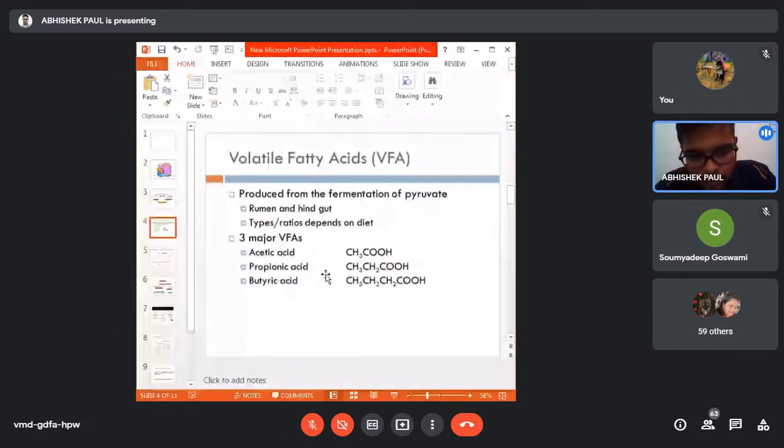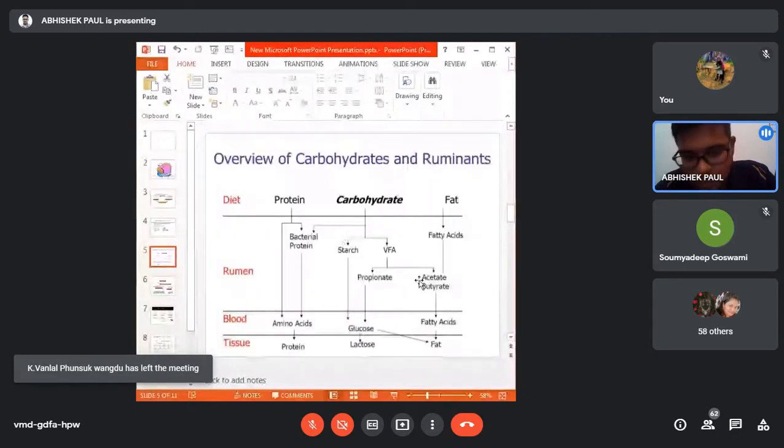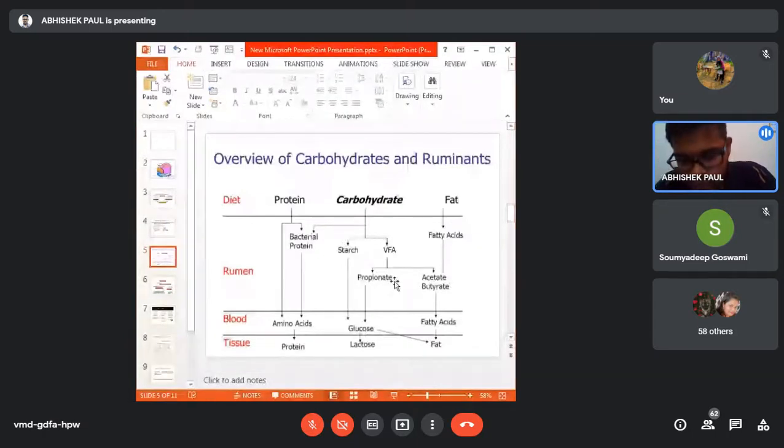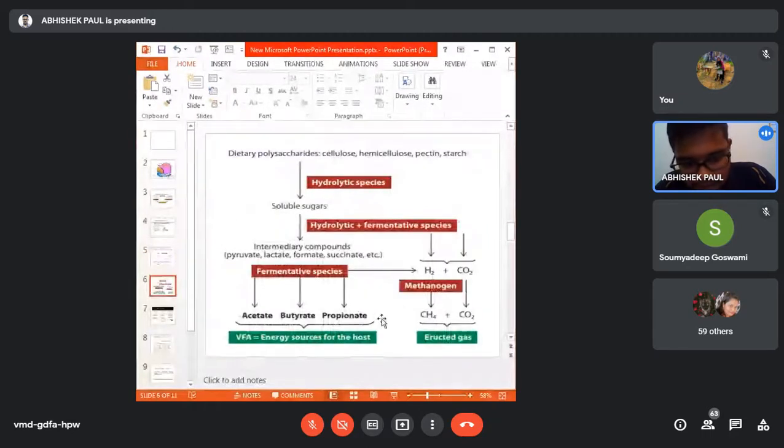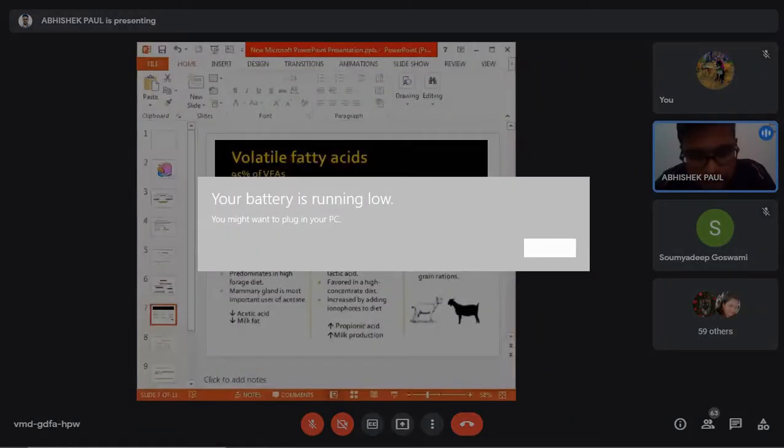So out of these volatile fatty acids, you see propionate and acetate. Propionate is the precursor of the milk sugar, that is lactose. And acetate and butyrate are the precursors of the milk fat. So now you see acetate, butyrate, propionate. Out of these three volatile fatty acids, propionate is the precursor of the milk sugar lactose, and acetate and butyrate are the precursors of the milk fat. So this is the difference and the function of each and every volatile fatty acid.